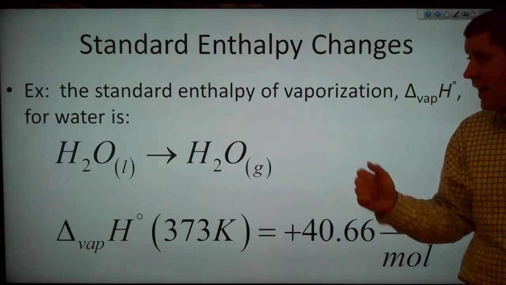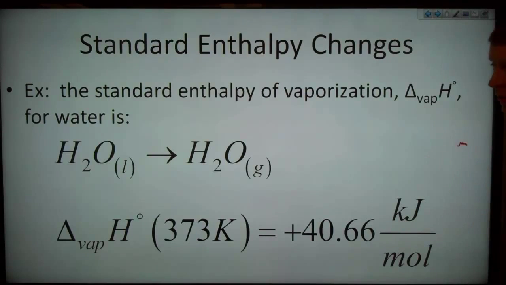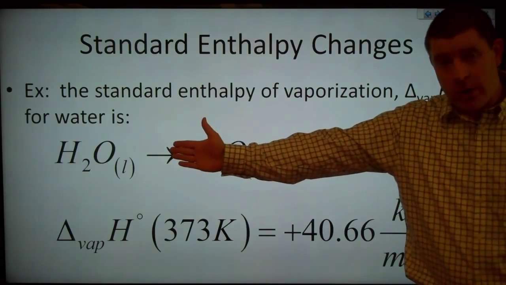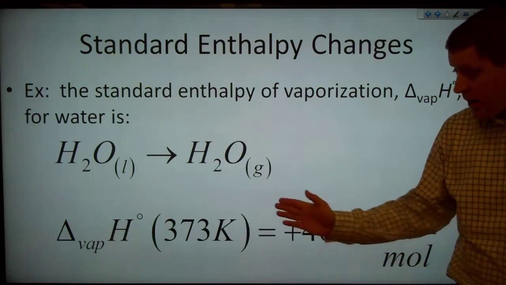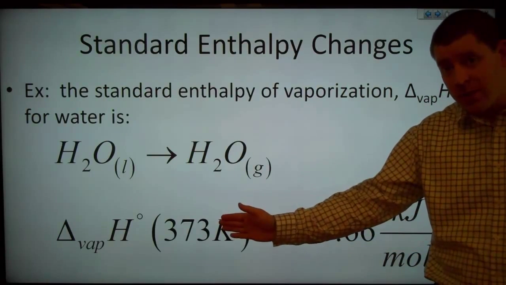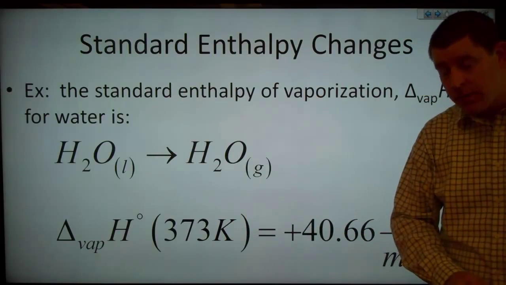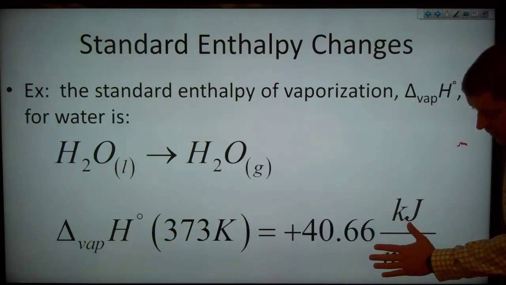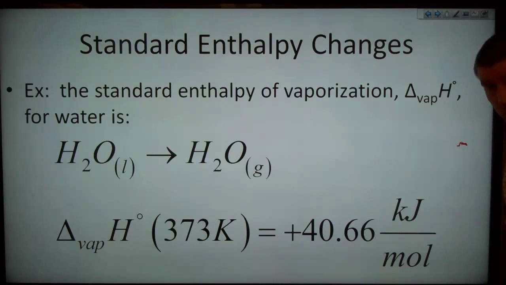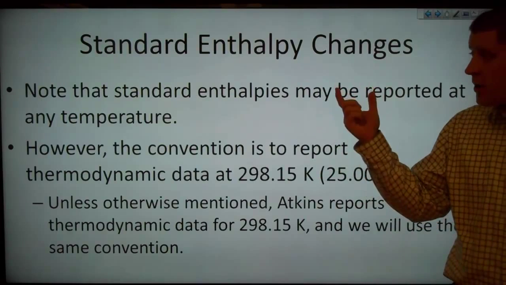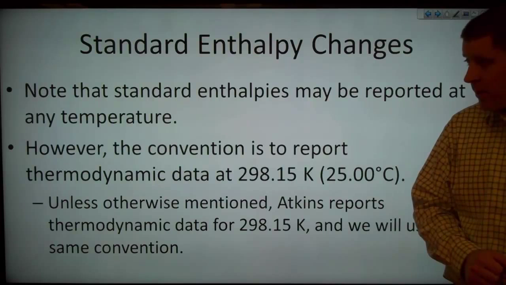For example, the standard enthalpy of vaporization, which we can show this way, for water, where note that we're going from liquid water to gaseous water, is given here. This is for the standard enthalpy of vaporization at 373 Kelvin. That's equal to plus 40.66 kilojoules per mole.